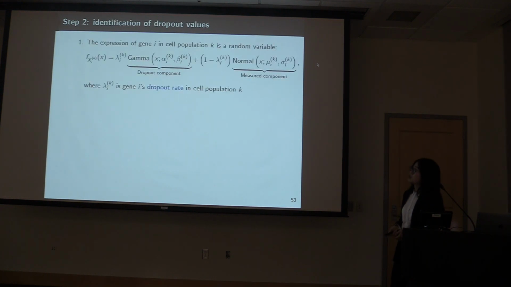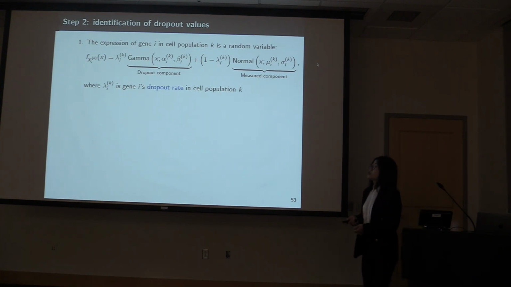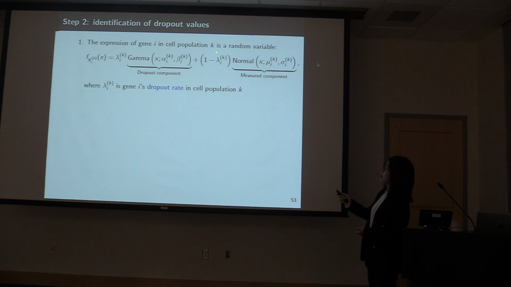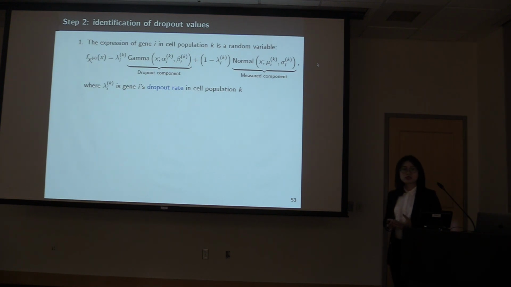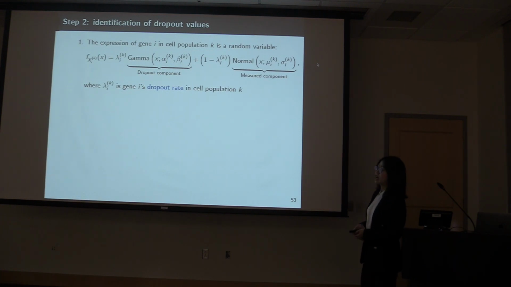The second step of S-impute is to identify the dropout values. Recall that the gene expression has a bimodal feature, so we model the expression of gene I in cell population K as a random variable coming from a mixture model. We assume that with probability lambda I, it comes from a gamma distribution, which is used to model the dropout component, and with probability 1 minus lambda I, it comes from a normal distribution, which is used to model the gene expression values that are accurately measured with high confidence. This lambda I is the dropout rate of gene I in cell population K. We can estimate the parameters in this mixture model using the EM algorithm.